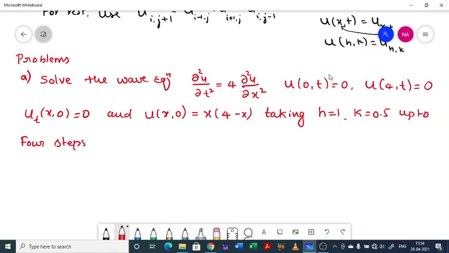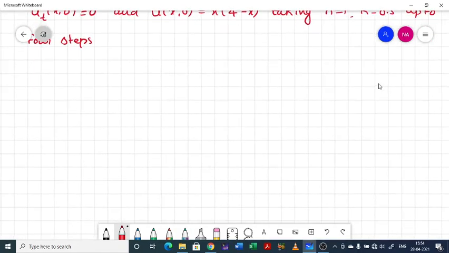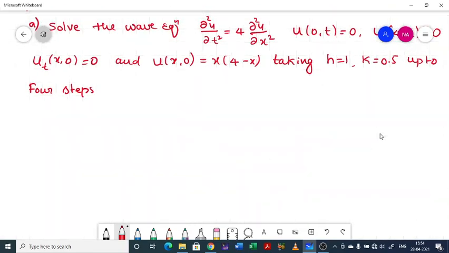So this is the problem statement. The solution of the wave equation is very much easy, you just have to practice. Solution.